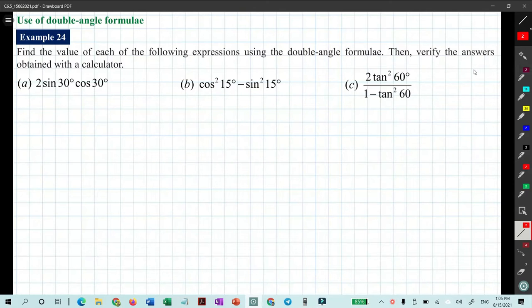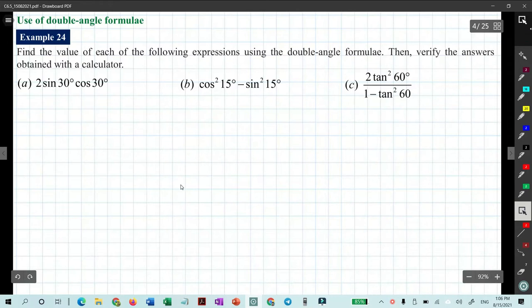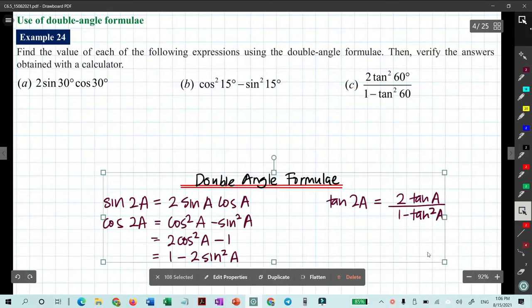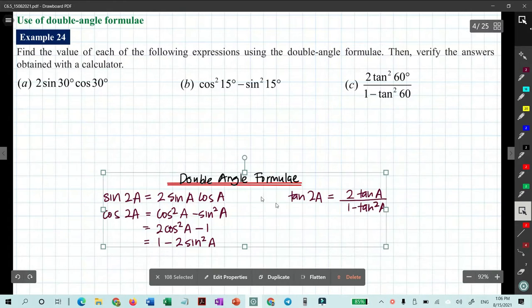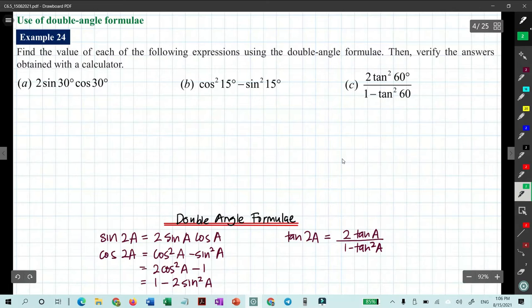Okay, let's see how to use the double angle formula. First of all, if you recall the double angle formulas from what I already taught you earlier, these are the double angle formulas that we're going to use in this section. Okay, let's look at example 24. Find the value of each of the following expressions using the double angle formula. Then verify the answers obtained with a calculator.